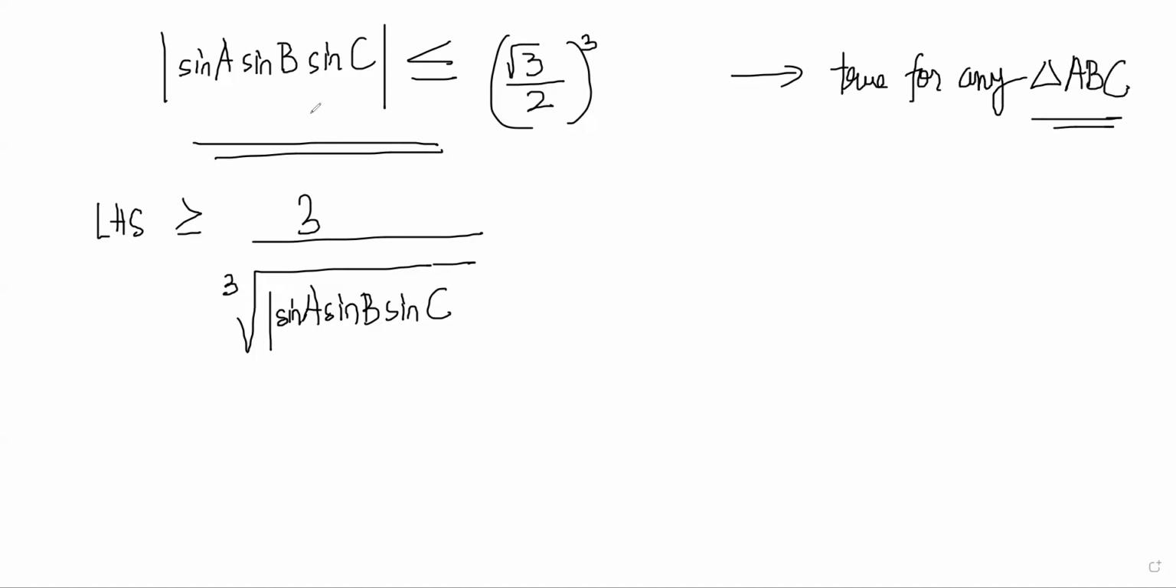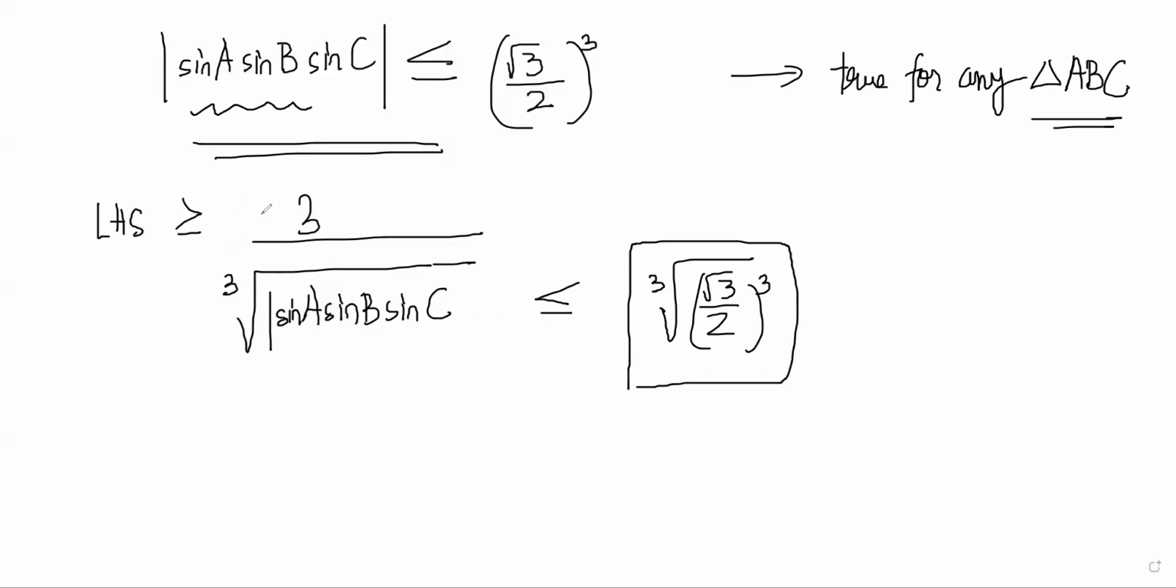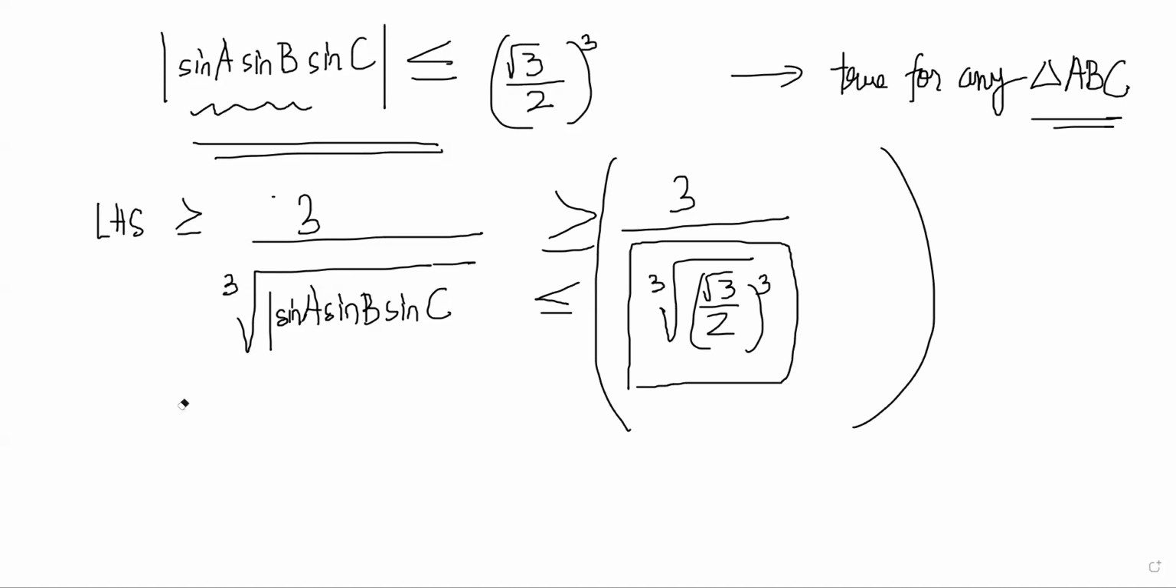So if the product here is less than this, if I replace it with something less, okay, so we know that this is less than or equal to (cube root of root 3 by 2) whole cube, right? So obviously that means this is a larger quantity. So when I divide 3 by a larger quantity, it will be greater than or equal to 3 by this, right? You should try to understand the logic.